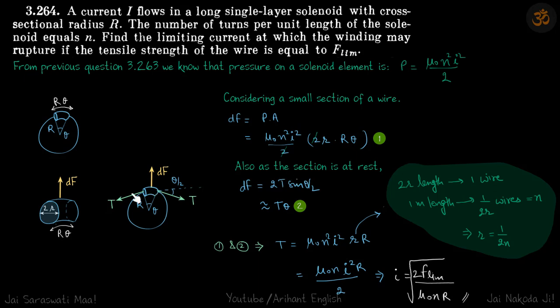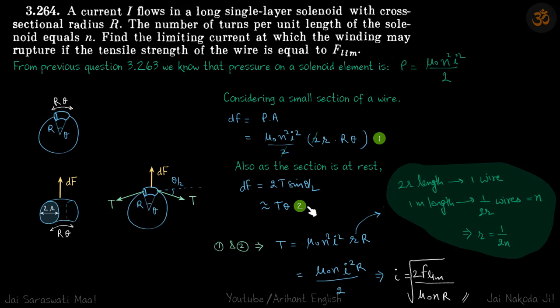Also, the section is at rest. The whole solenoid is being pushed outside, so there must be some tension in the wire which is holding it together. As this small section is at rest, the forces are balanced. So dF is up, and the two tensions will be vector summed, and we will get dF equal to 2T sin theta by 2. This can be simplified as T d theta.